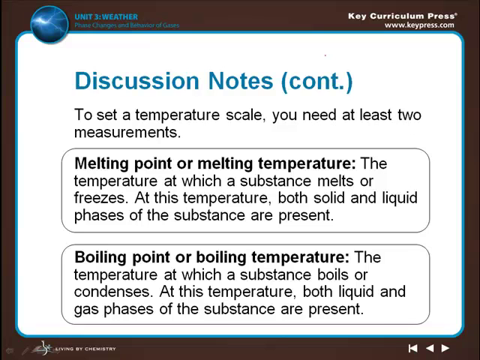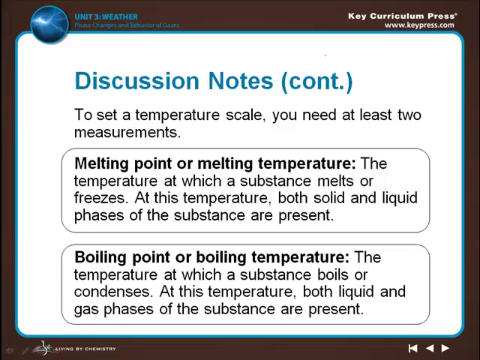This is the temperature at which the substance boils or condenses. At this temperature, both liquid and gas phases were present. That's why you saw the bubbles in the water. At the melting point, you had ice and water, solid and liquid, both present. Okay? You got those 2 measurement points. Those are the only 2 points you need to make a thermometer.